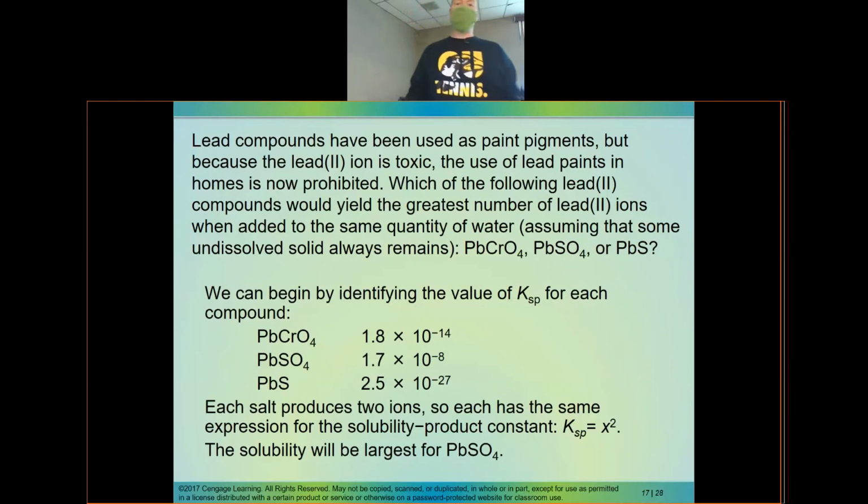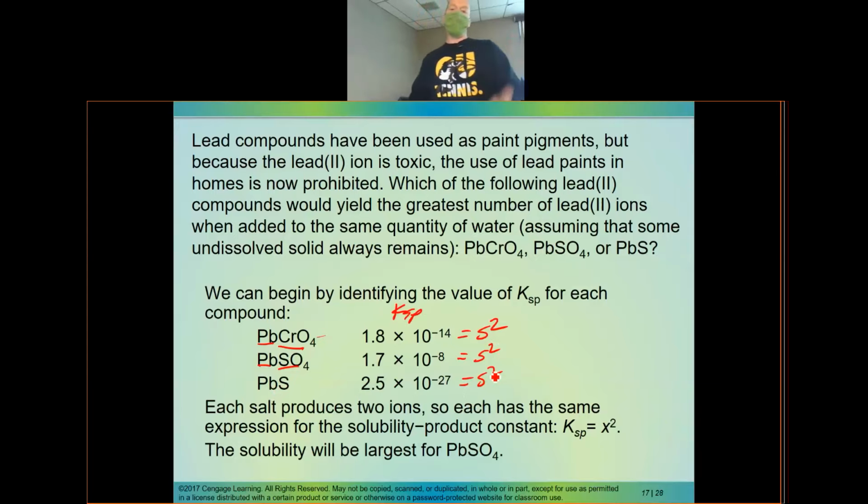All right, so here is a question asking which of these is the most soluble, and they're not doing what I said you had to do. What I said you had to do is calculate your S. However, here is the list of your KSPs, and this has one lead and one chromium, so that's equal to S squared. This has one lead, one sulfate. That also is S squared. This is one Pb, one S. This is also S squared.